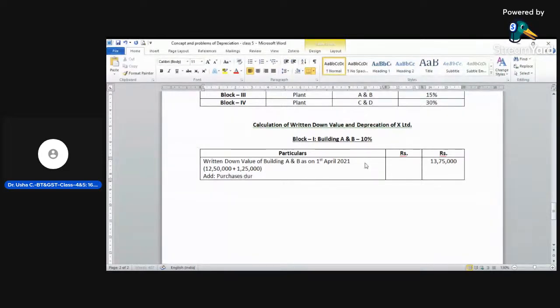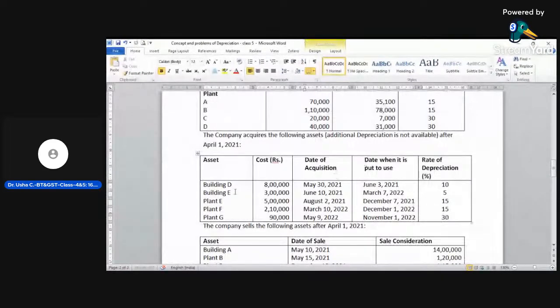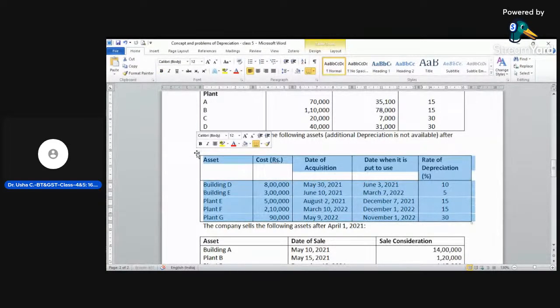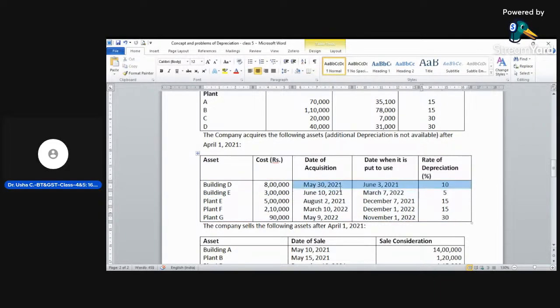So now add purchases during the year. During the year, which year? 2021-22. Okay. During the year 2021-22, what are all the assets purchased? Just look into this box, where buildings belong to the 10% category, under block 1, meaning building at 10% rate of depreciation. Is there any asset purchased? Building D is purchased, correct? So building D with 10% rate of depreciation is purchased. When is it purchased? On May 30th, 2021.